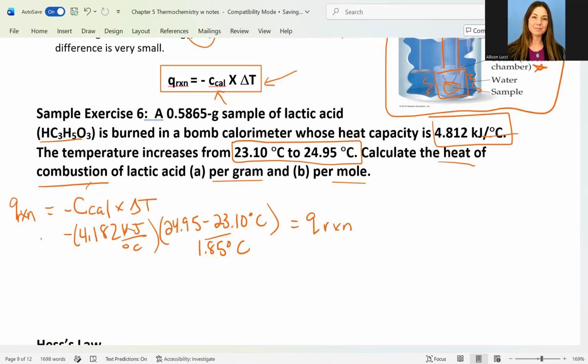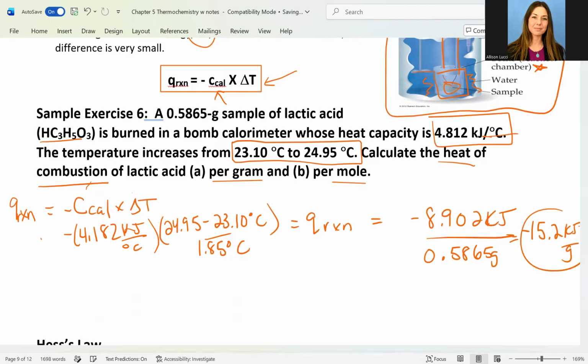So for this, we're going to end up with, this is not given per mole. Rather, if we want to solve per gram, we can plug in this value. We're going to get about negative 8.902 kilojoules, and then we can divide by our 0.5865 grams, and that will give me my Q of reaction in the unit of kilojoules per gram of 15.2 kJ per g.